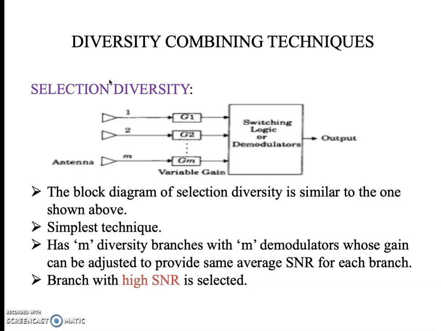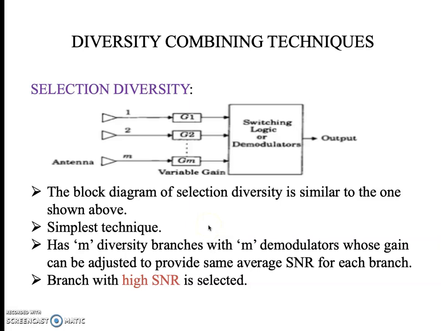The first one is selection diversity. This is the block diagram of a selection diversity. You can see it has M diversity branches, that is 1, 2 and goes up to M. It has M demodulators whose gains are variable, that is, you can vary these gains so as to provide the same average SNR for each branch.